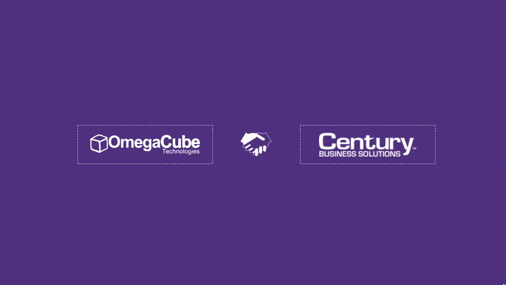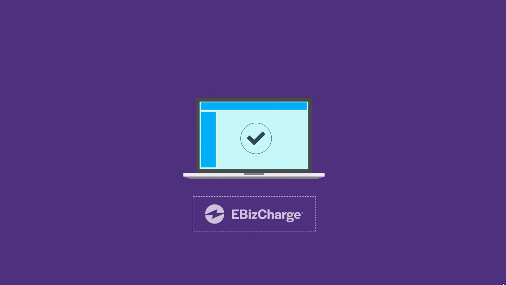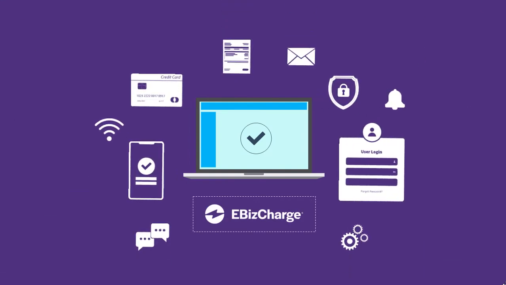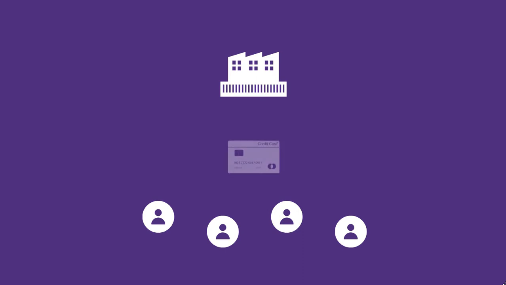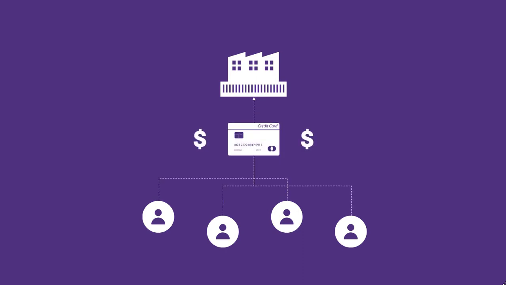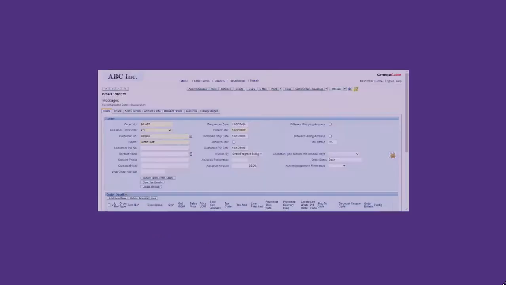OmegaCube has exclusively partnered with Century Business Solutions to provide an integrated payment processing system within OmegaCube ERP through the PCI-compliant eBizCharge payment gateway. Manufacturing and distribution enterprises can easily accept credit card, debit card, and ACH payments from their customers in a safe and secure manner. Let's look at how it works.